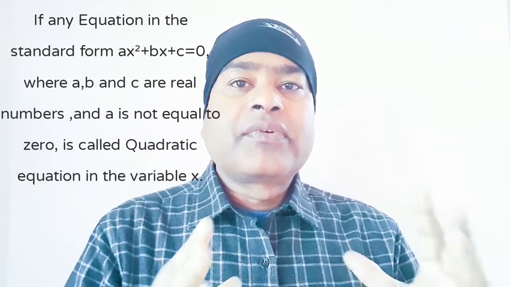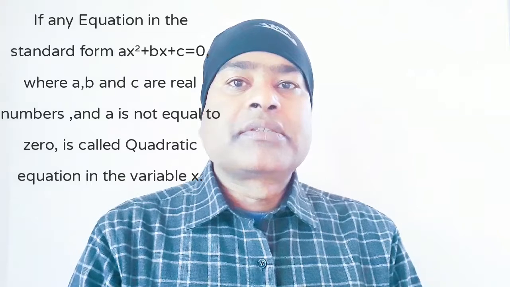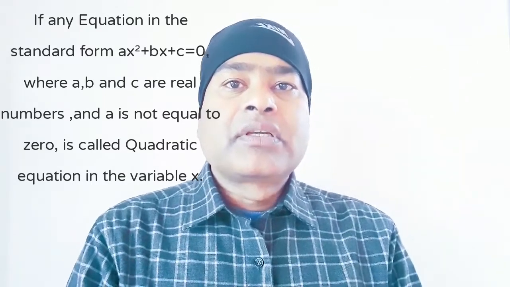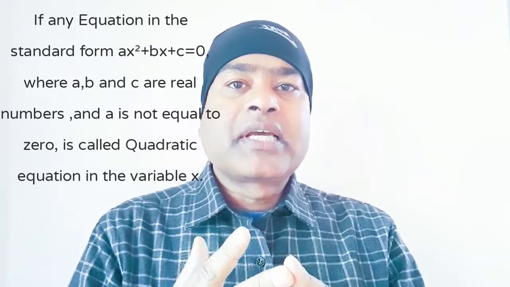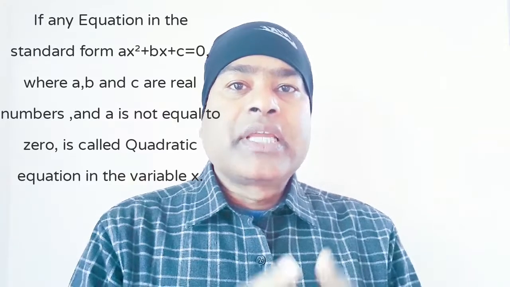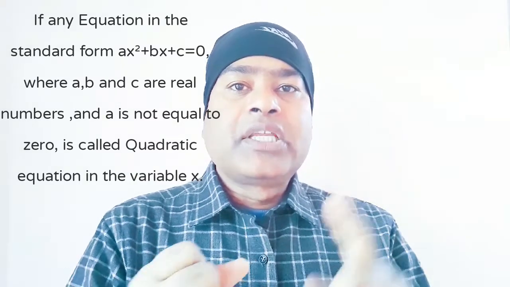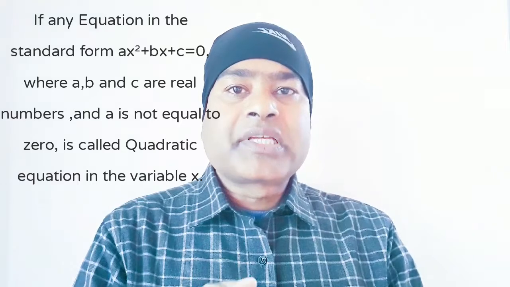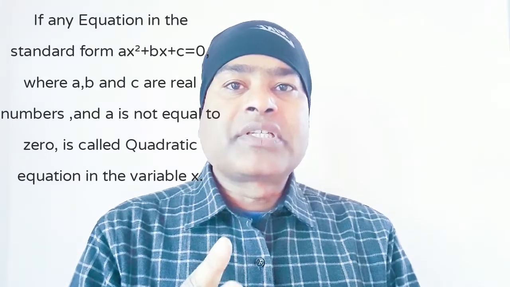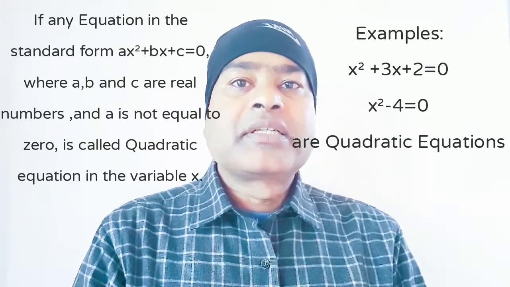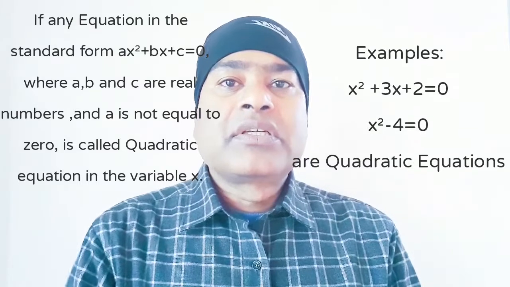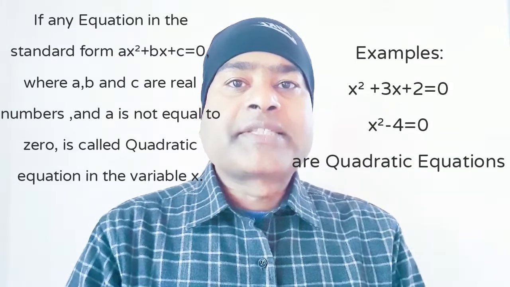Dear students, any equation in the standard form ax square plus bx plus c is equal to 0, where a, b, c are real numbers and a is not equal to 0, is called a quadratic equation. Any equation in the standard form ax square plus bx plus c is equal to 0, where the coefficient of x square a, the coefficient of x b, and the constant term c are real numbers and a is not equal to 0, is called a quadratic equation in the variable x.